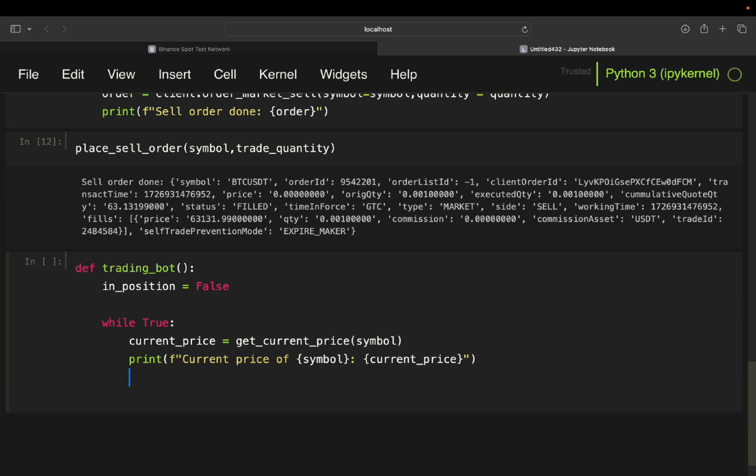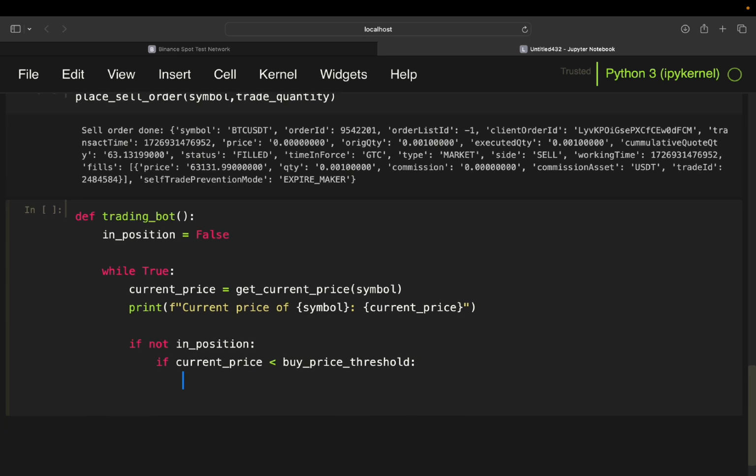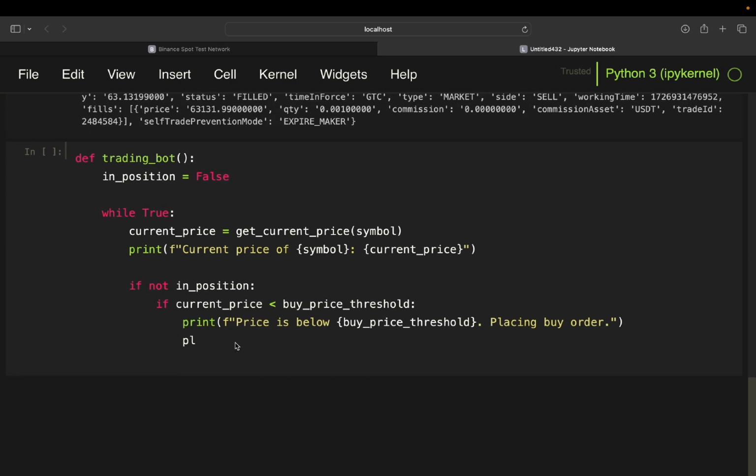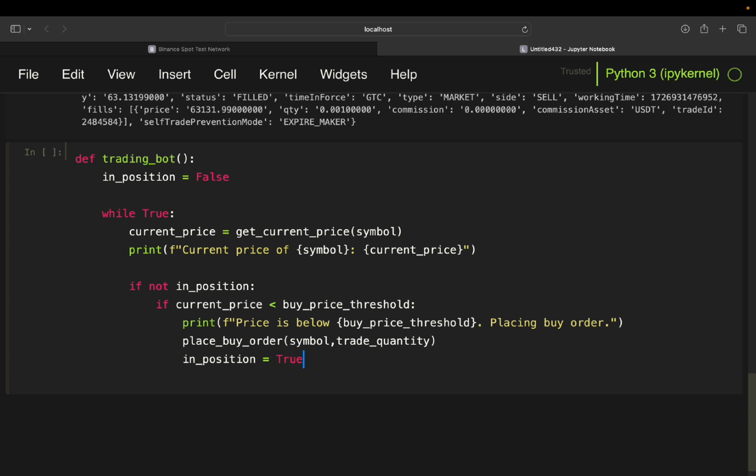So with that, you have a current price, and then you just check if you're not in a position. If not in position, you check if the current price is below the buy price threshold. And if that's the case, you can also print out a feedback here. So yeah, let's just do that for the sake of completeness here. So price is below the buy price threshold, so placing buy order. And then we just call our function from above, place buy order. And we provide Bitcoin and the trade quantity. And after that, we are in a position. So we set the in position variable to true. That's it for the buying condition. Super simple. And then just else here.